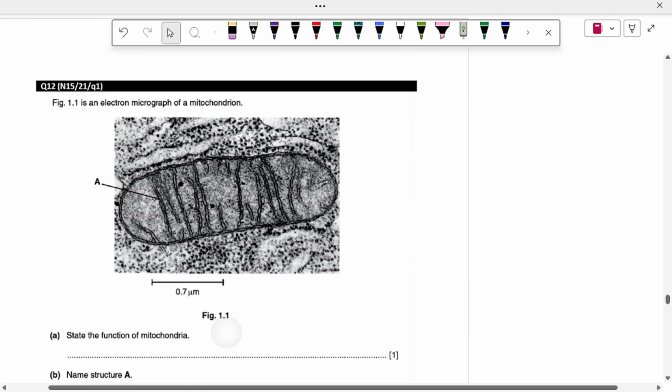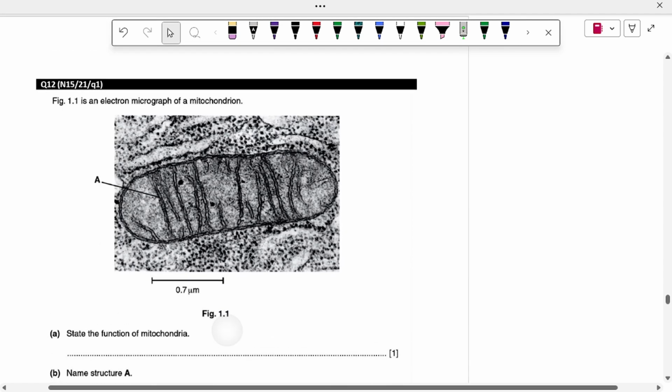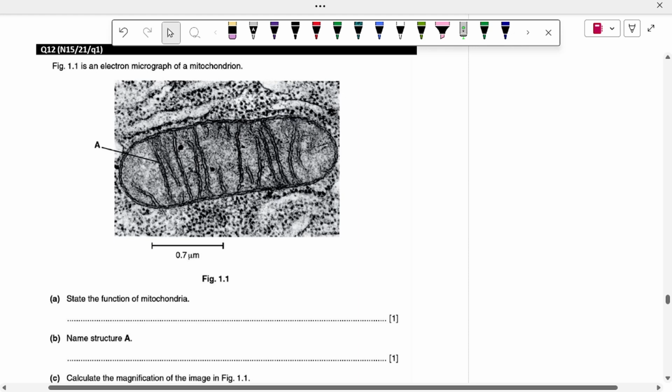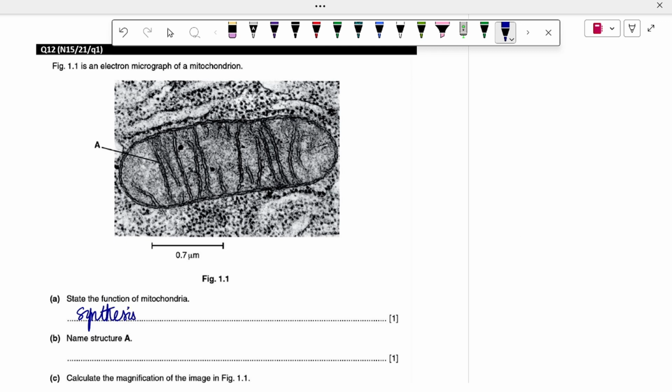Figure 1.1 is an electron micrograph of a mitochondria. State the function of mitochondria. तो बहुत common. It synthesizes ATP. Synthesis of ATP via aerobic respiration. Name the structure A. ये आपको foldings नजर आ रही हैं of your inner membrane और इसको आप बोलते हो crista.